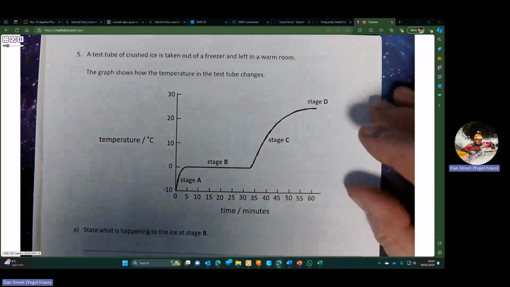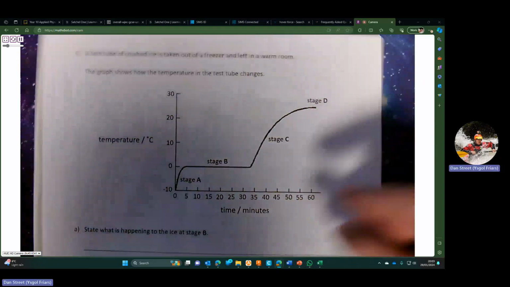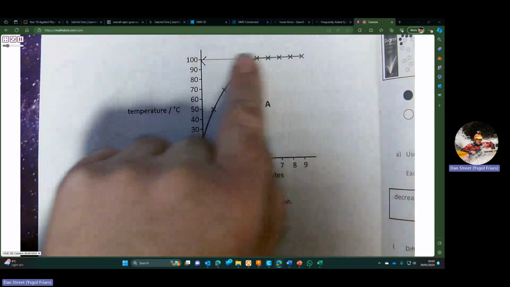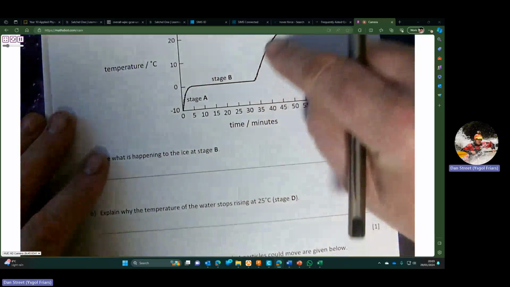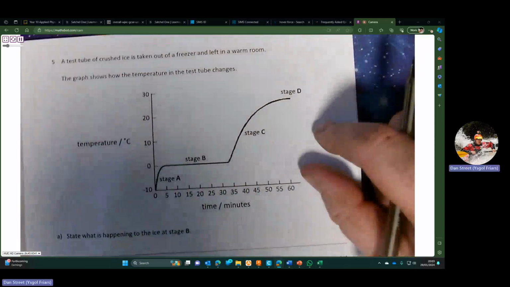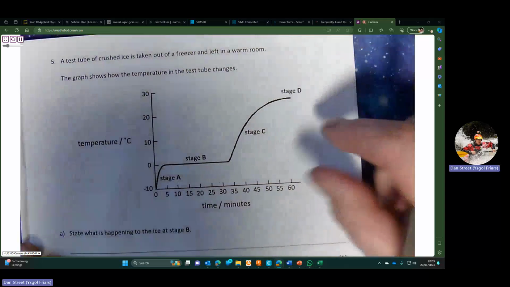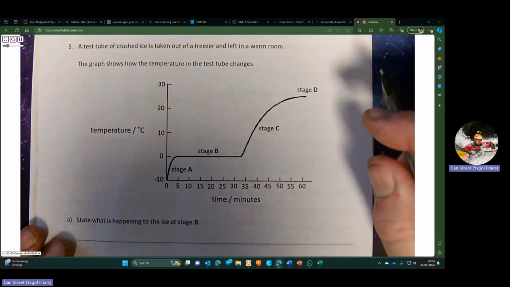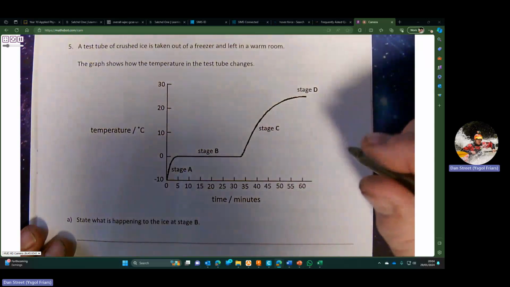Okay, number 5 is another example of a heating curve. So it's quite similar. So this part of this curve here is the same as this part of the curve here. Okay, this bit here, right? So a test tube of crushed ice is taken out of a freezer and left in a warm room. The graph shows how the temperature in the test tube changes.